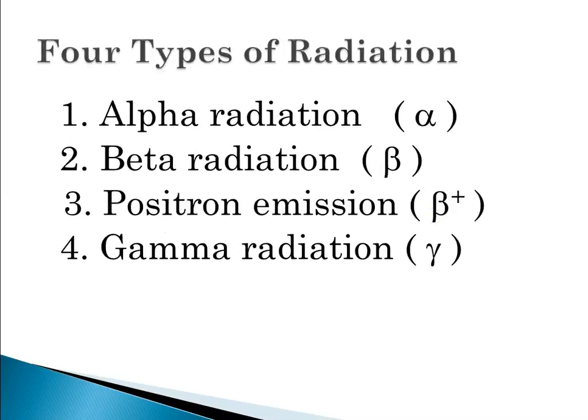So we talk about four types of radiation: alpha radiation, beta radiation, positron emission, and gamma radiation. And each of the next few slides will go through each of these types of radiation.